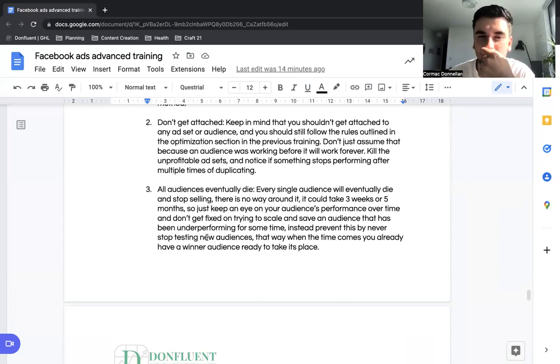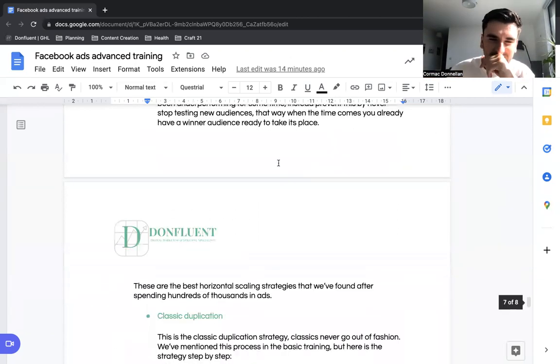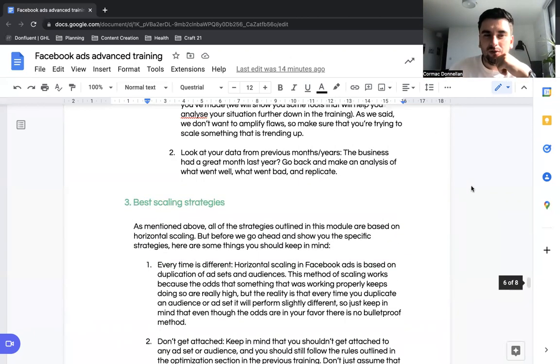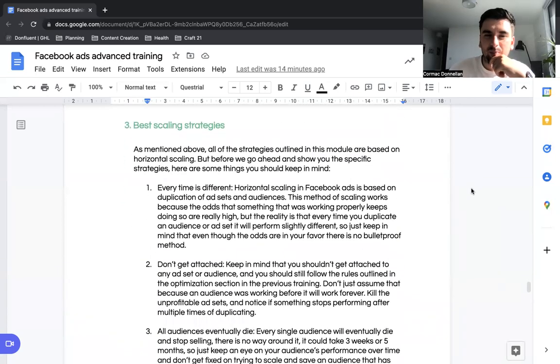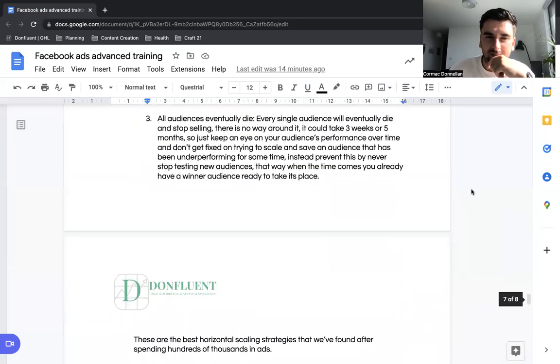Instead, prevent this by never stop testing new audiences. That way, when the time comes, you already have a winner audience to take its place. So just because your campaigns are trending up at one time, don't get complacent. You want to take at least 15 to 20% of the budget and have those winning audiences coming behind it so that you're really maximizing the progression of it. And when one starts to decline, you already have that one that's coming after it. So that covers the things you have to bear in mind for scaling.